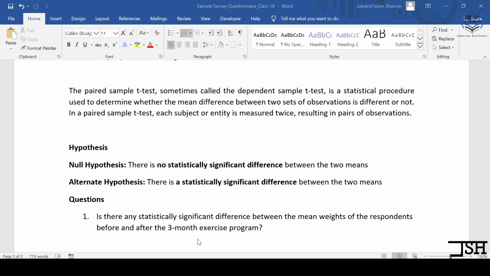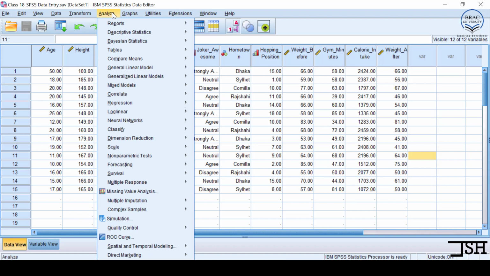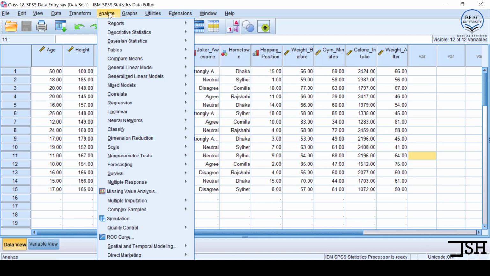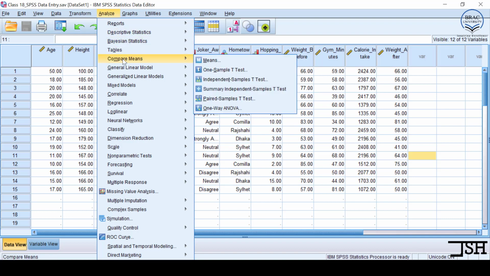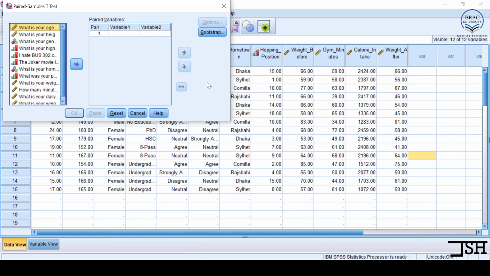So let's go back to SPSS and try to solve this problem. So yes, we are here in the data view. Now we are going to use paired sample t-test. So let's go to analyze and then compare means, and finally here we will see paired sample t-test. Again, analyze, compare means, and finally we have paired sample t-test. So select this option. As you can see, just as before, on the left hand side we have all the variables listed, and on the right hand side we have a box where we have to bring the variables that we are going to use in this test.